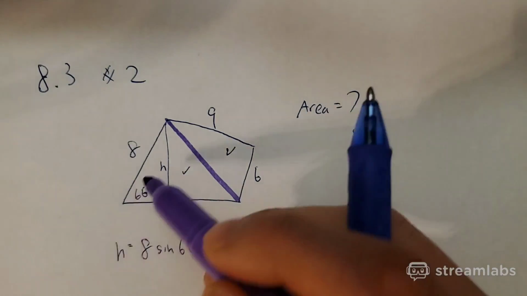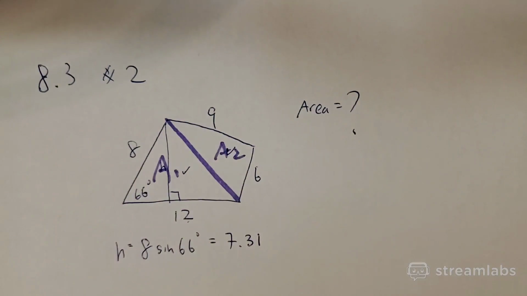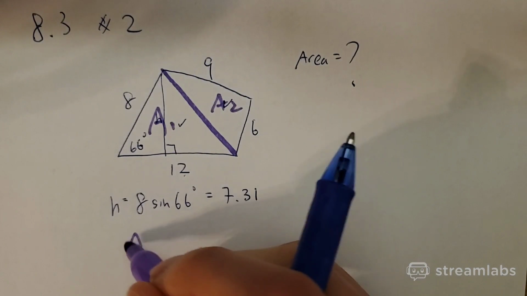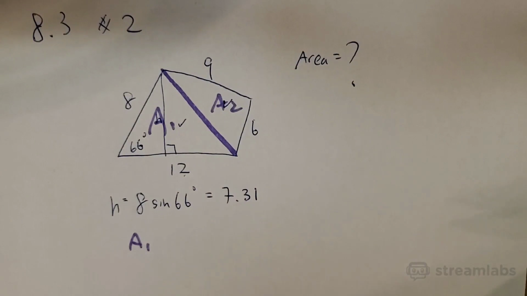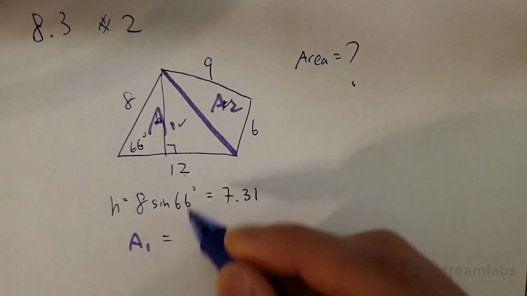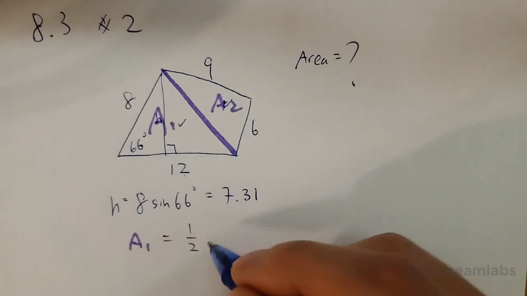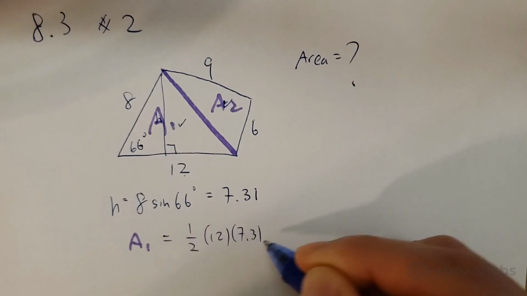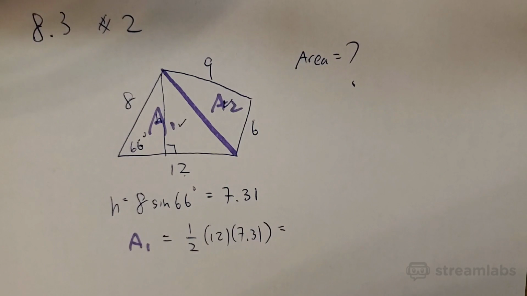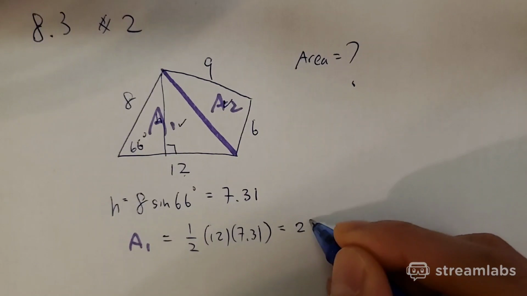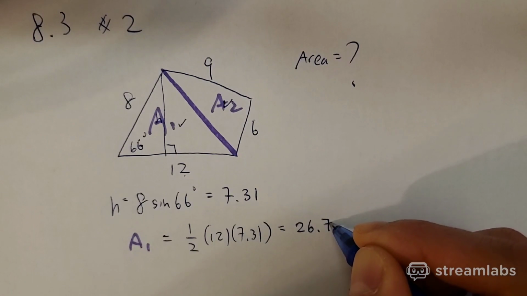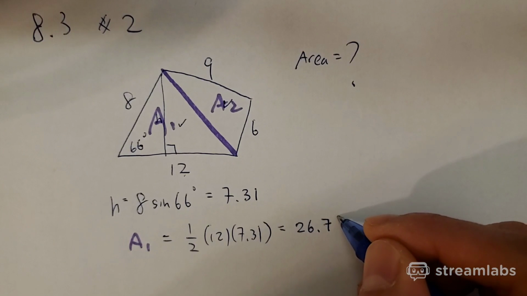Okay, we'll have two areas, right? So area 1, area 2. So area 1 is going to be equal to 1/2 base times height, which is going to be 26.71-ish.